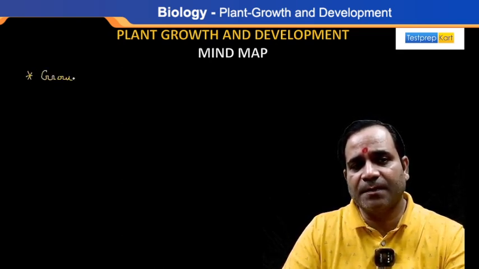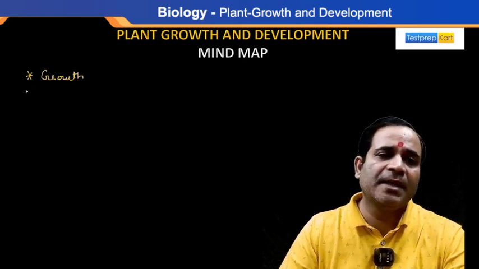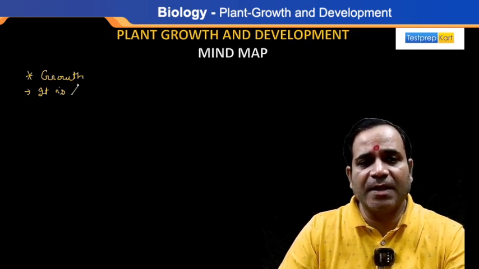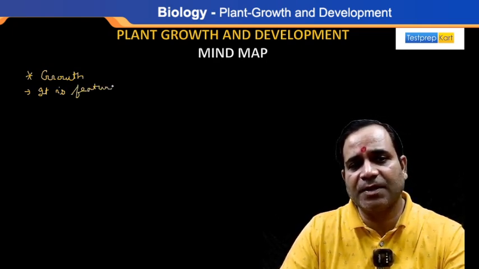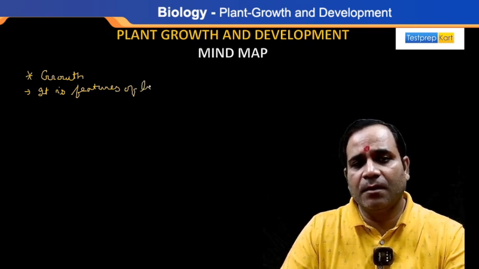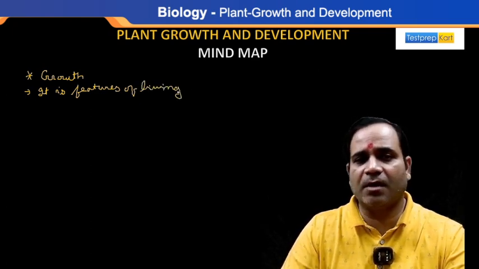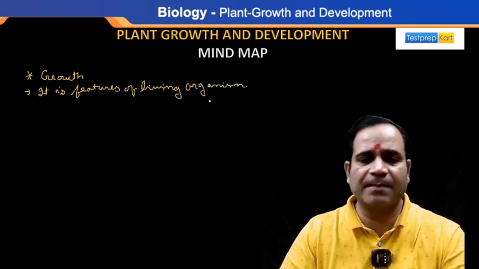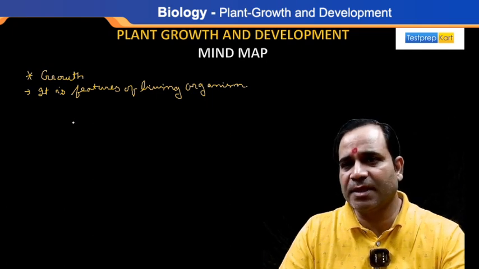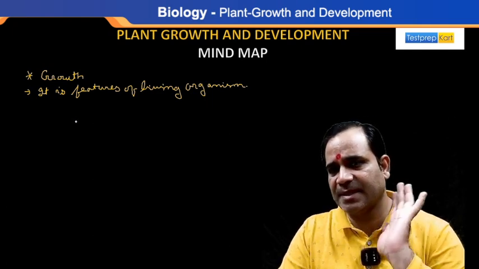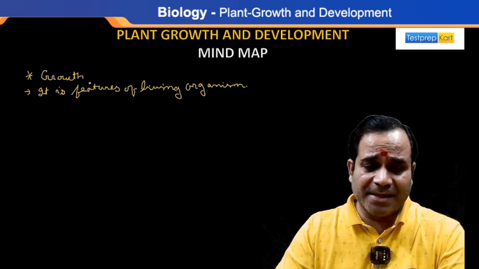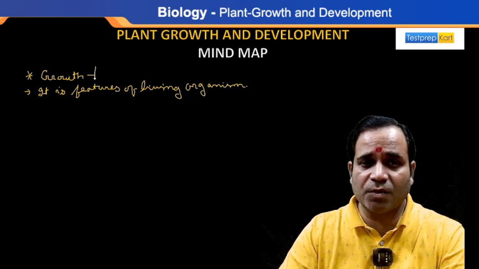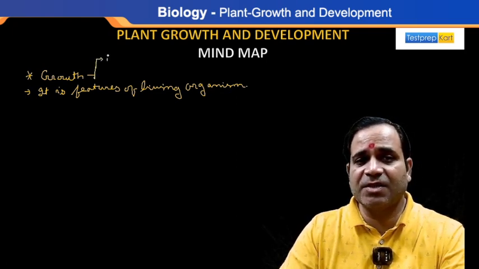So what is growth? Growth is a feature of living organisms, my dear. So if anybody asks you what growth is, what do you say? This one is the feature of living organisms. Yes, this one is correct. But now, if anybody asks you how many types of growth there are, my dear, what do you say? There are two types of growth. One is extrinsic growth.